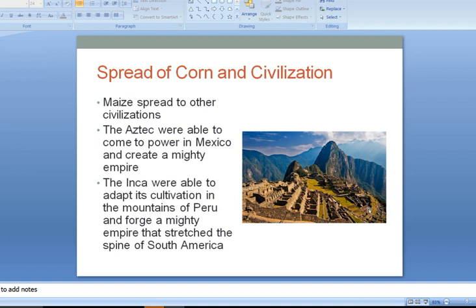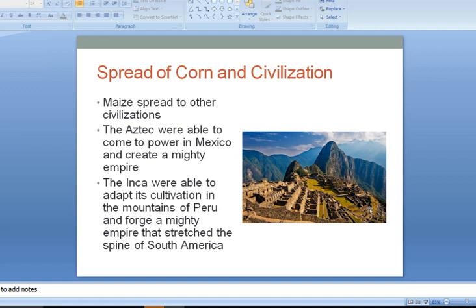Corn. That's right. It spread from Central America into South America, and the Incan Empire is going to establish a gigantic empire. That is going to be extremely mighty. It's going to stretch basically throughout the Andes Mountains on the west coast of South America, from Peru all the way down to what is today Chile.